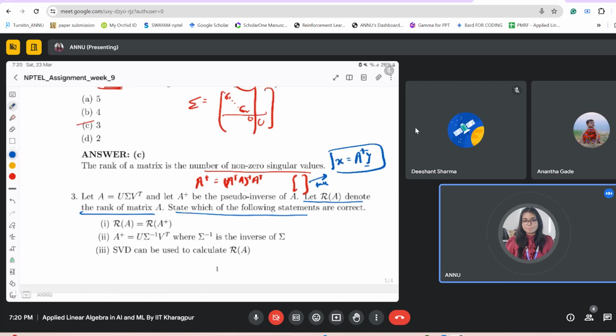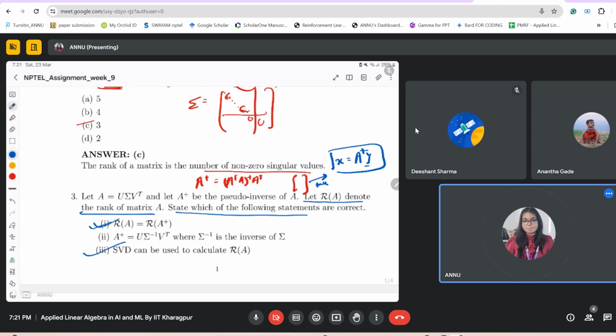Oh, that's great. SVD can be used to calculate the rank of a matrix. It is correct. Okay, this is also correct. Why is this correct? Because of the rank of A. Basically, this tall matrix has the property that it will have linearly independent columns. So, the pseudo-inverse of A will be (A transpose A) whole inverse A transpose.